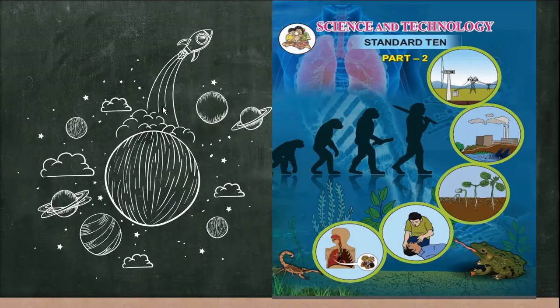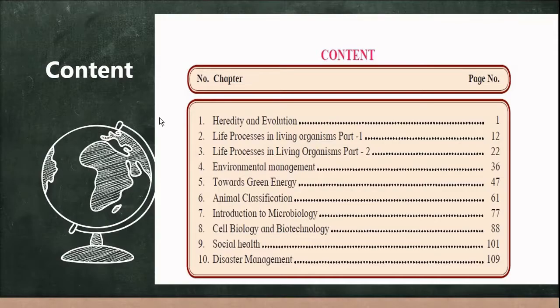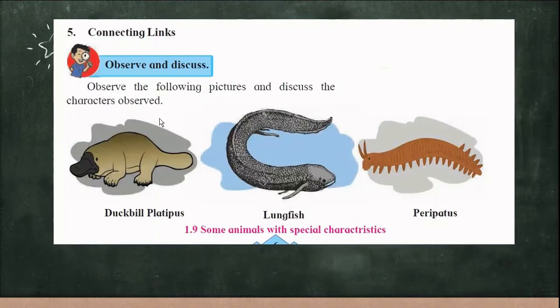Today we are seeing heredity and evolution, the first topic of Science 2. In that, we discussed yesterday various evidences supporting the theory of evolution. Today we'll discuss connecting links. Now see the diagrams, the figures of the duck-billed platypus, lungfish, and peripatus.